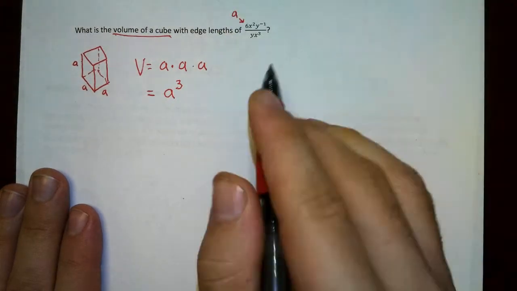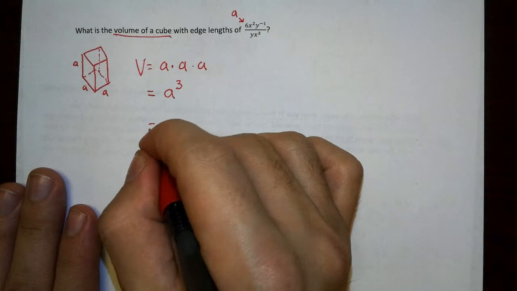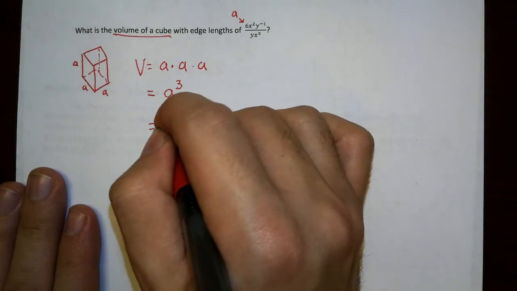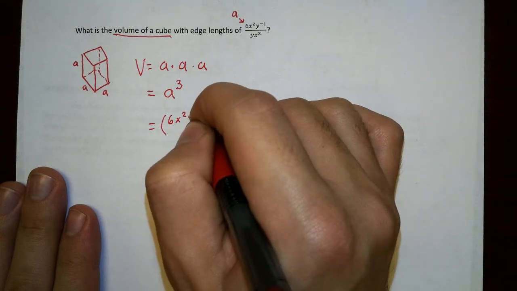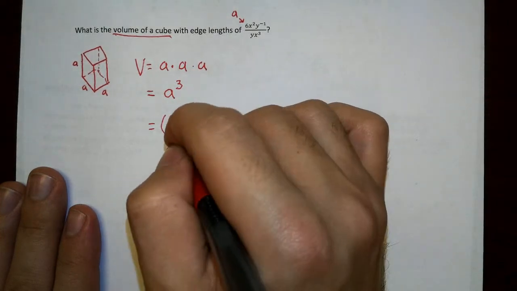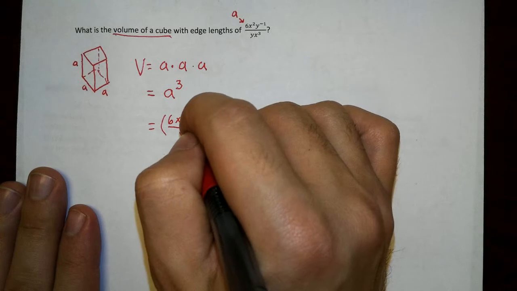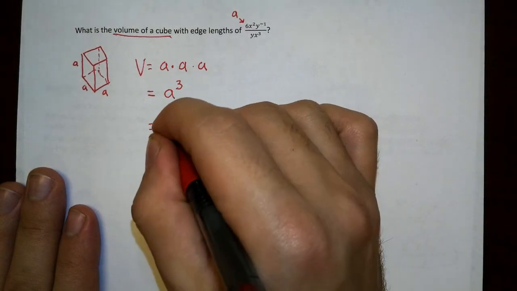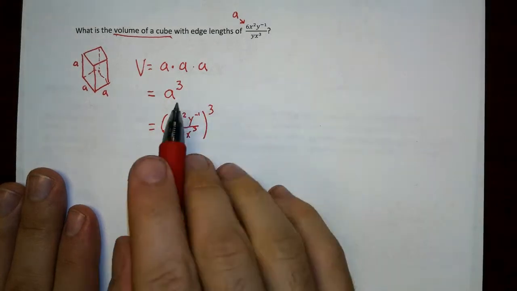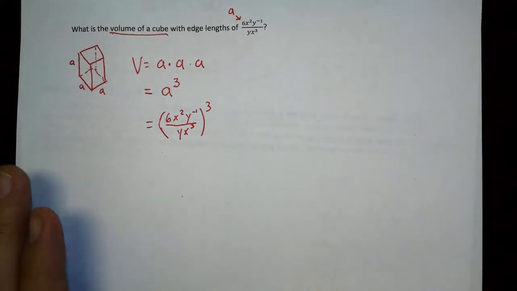Right? That's our a. Let's go ahead and plug that in. So the volume equals 6 times x to the power of 2 times y to the power of negative 1, divided by y times x to the power of 3. And remember, all of that is getting cubed. A is getting cubed, and all of that is a.